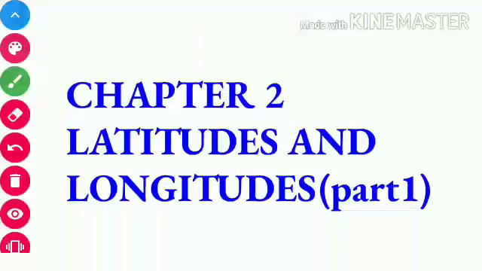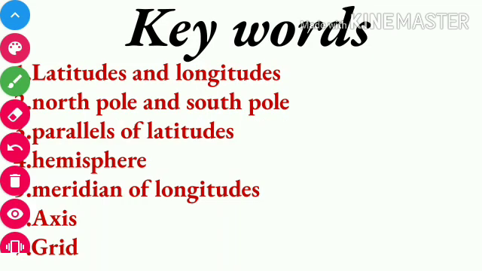Let's start. This is chapter number 2, Latitudes and Longitudes, part 1. These are the key words which are used in the text. I am going to elaborate on this in the video. Latitudes and longitudes, North Pole and South Pole, parallels of latitudes, hemisphere, meridian of longitudes, axis and grid. Let's move.